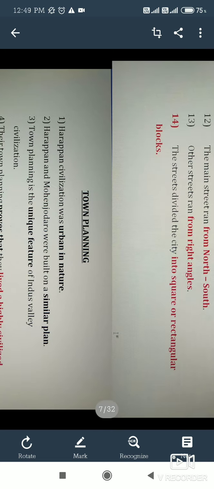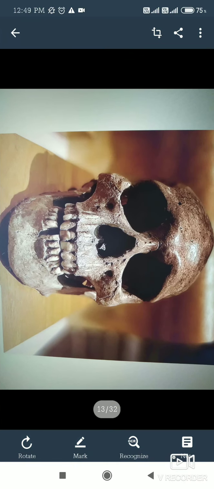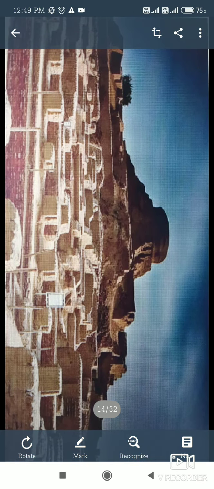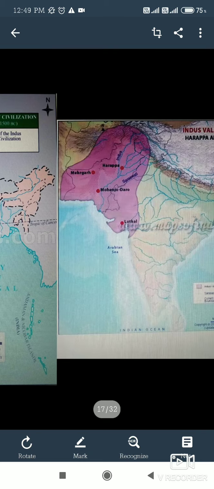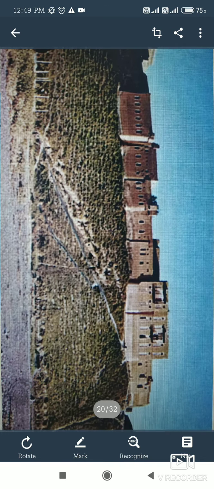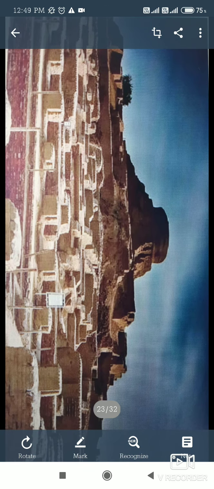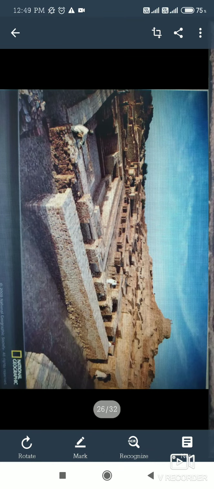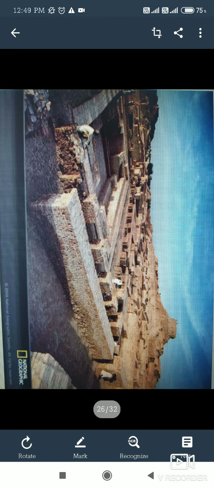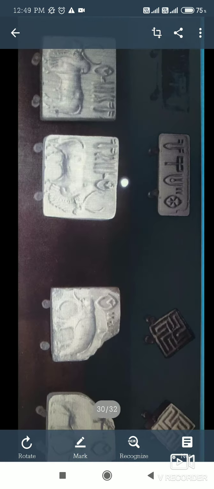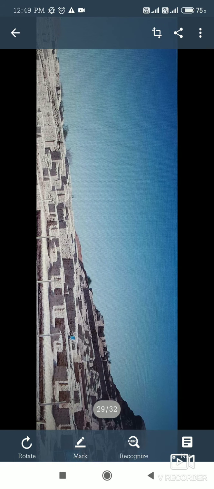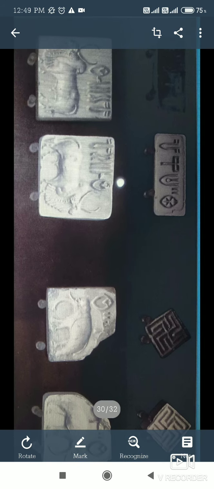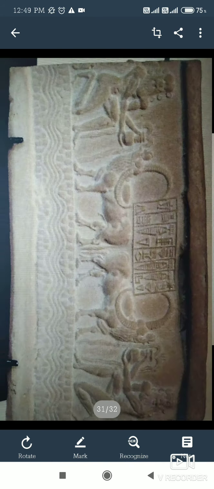Now just have a look at what a citadel is. I have put some images here. This one is the citadel, the top part is the citadel. I have more pictures also. In this one again, the top part is the citadel. And here, the right side corner top part is the citadel. Now we'll go for the town planning.